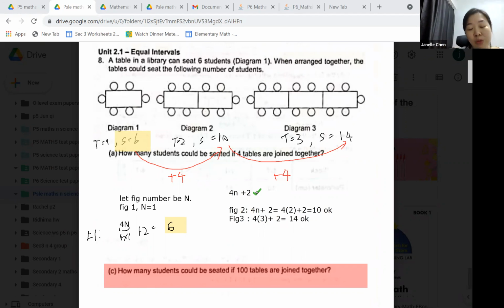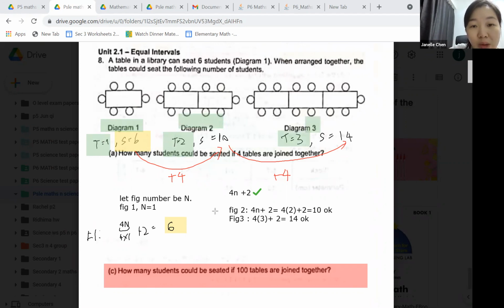So why do we need to actually form the n term? In this question here, as you can see, how many students can be seated if 4 tables are joined together? So let's try. When 4 tables are joined together, the relationship between the tables here is equal to the green one. So diagram 1 has 1 table, diagram 2 has 2 tables. So it's quite clear. 3 has 3 tables.